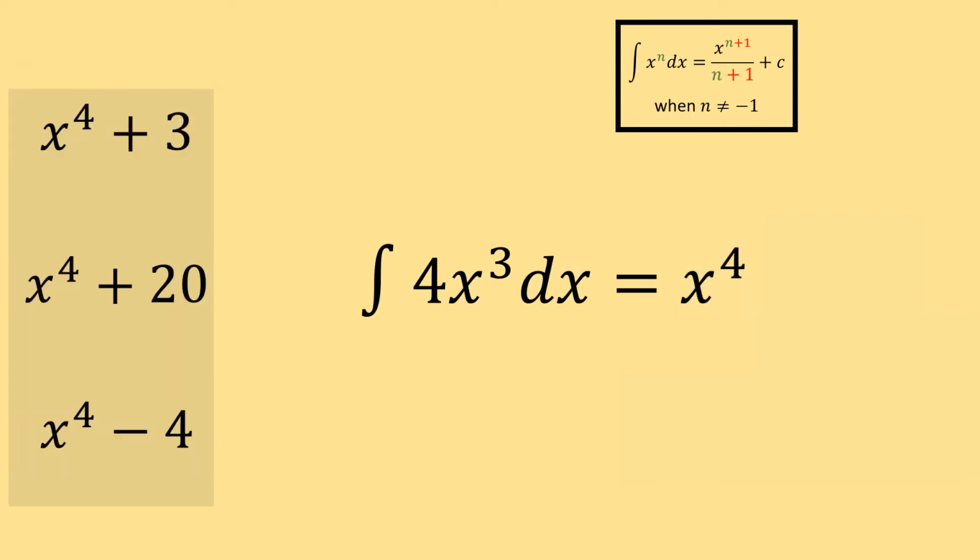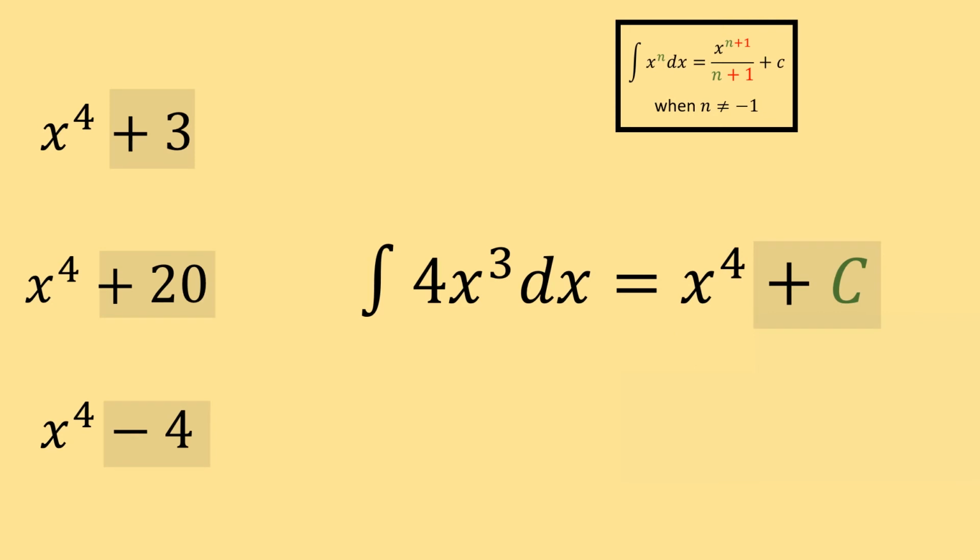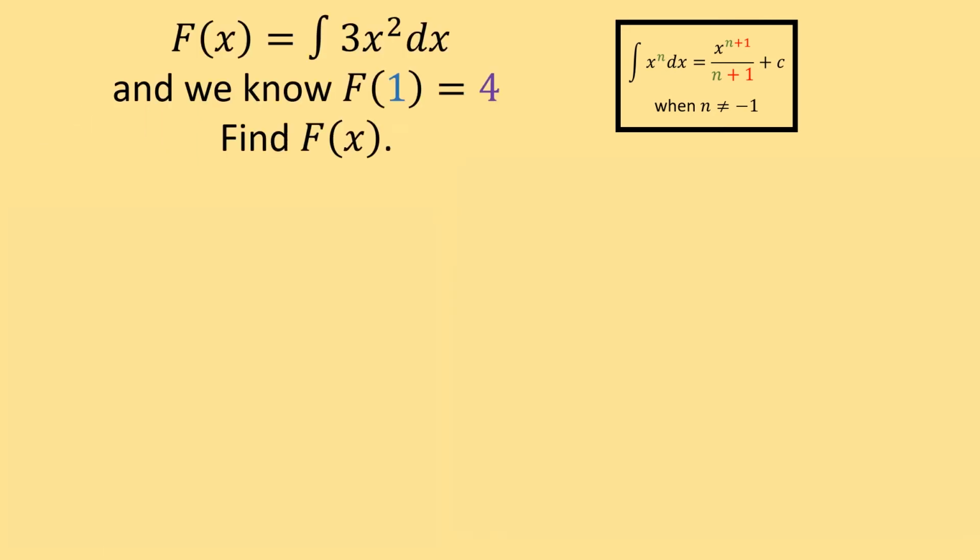But recall, all three of our examples that we started with had a constant attached to them. And when we go backwards, or when we take the antiderivative of our result, we have no way to match it up to the 3, the 20, or the negative 4. So we add this c to represent all the potential solutions that we could have for the resultant function of the indefinite integral. So now let's move on to an example where we end up solving for c.